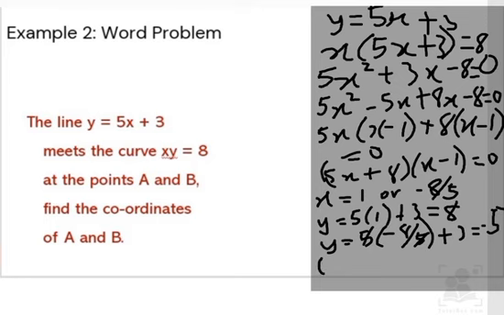So I write it out in coordinate pairs. So I have (1, 8), and then the final part I have (minus 8 over 5, minus 5), which can also be written in decimal. So these are the values of all the coordinates of points A and B.